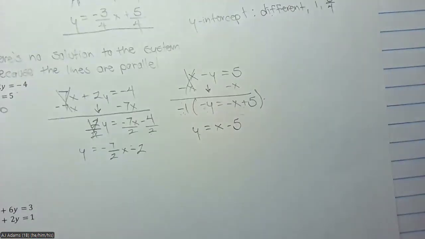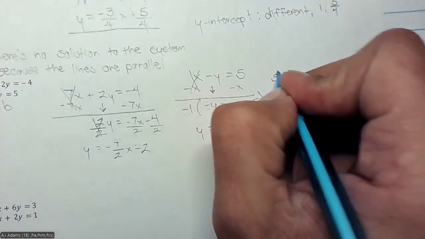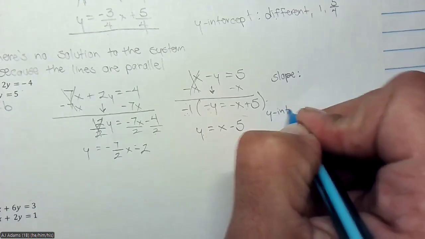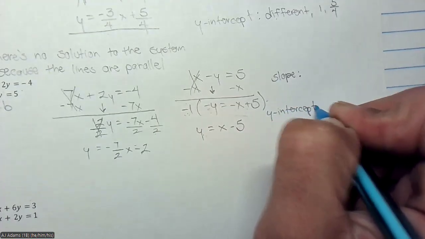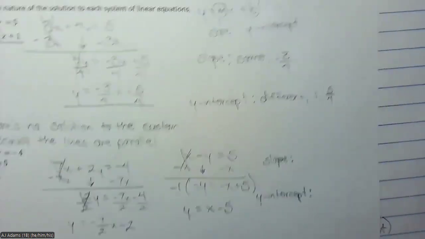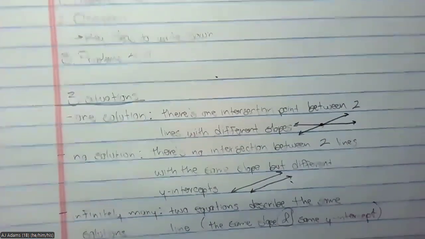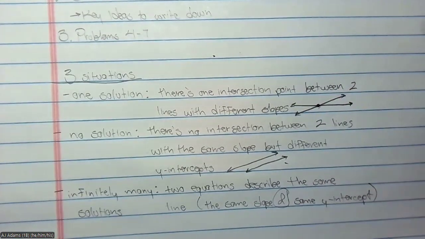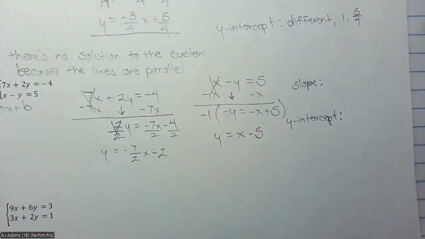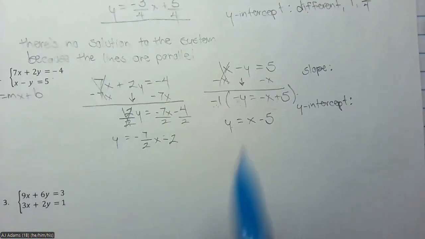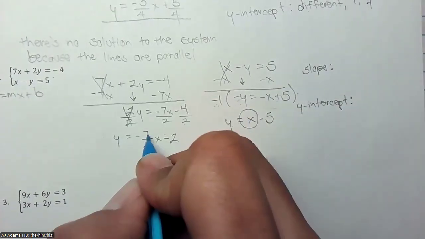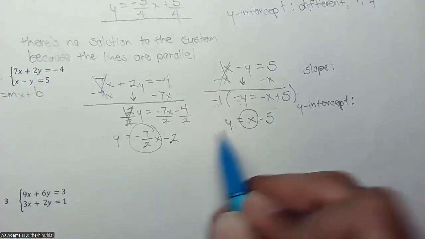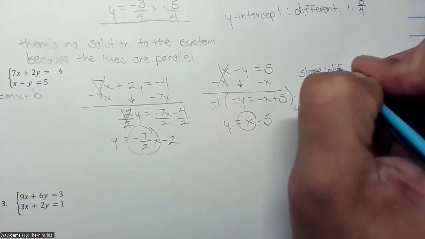Let's, like we did in the last problem, write slope and y-intercept so we can keep track of what we're comparing. Slope, y-intercept. Now again, what are we looking for when we compare these equations? We are comparing the slope and the y-intercept to see if there's one solution, no solution, or infinitely many solutions. The slopes are -7 halves x and positive x. Those are not the same. So we'll write different.